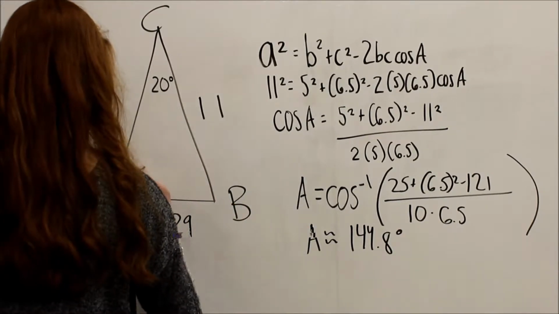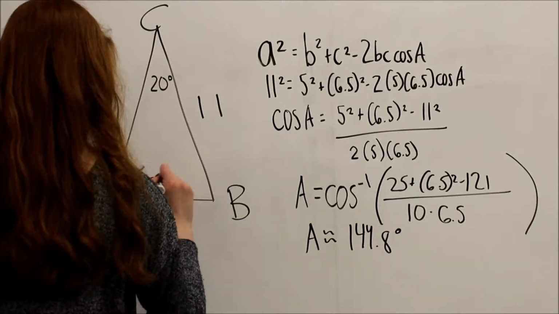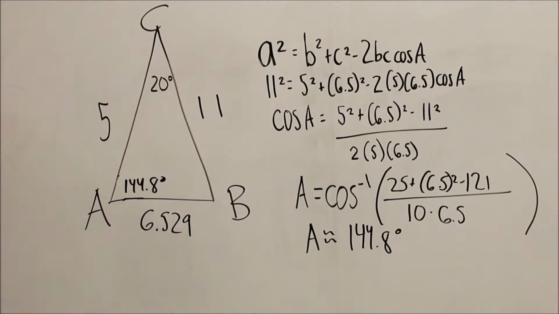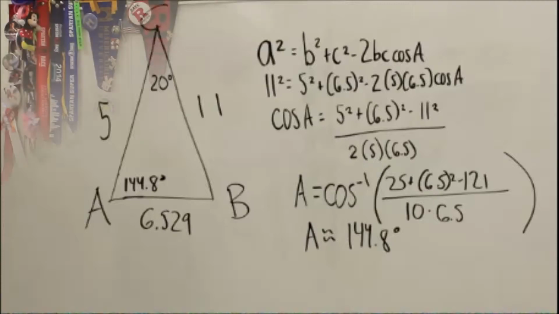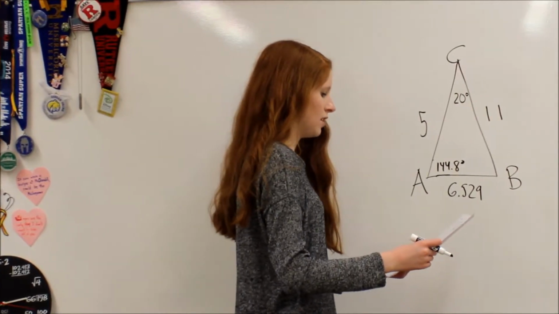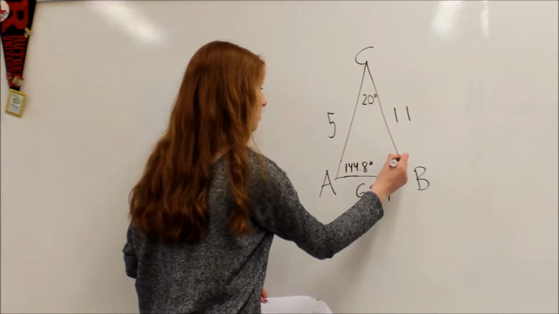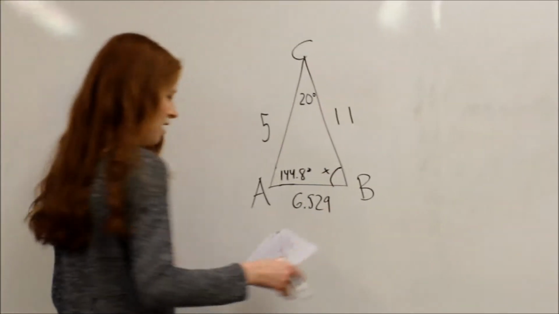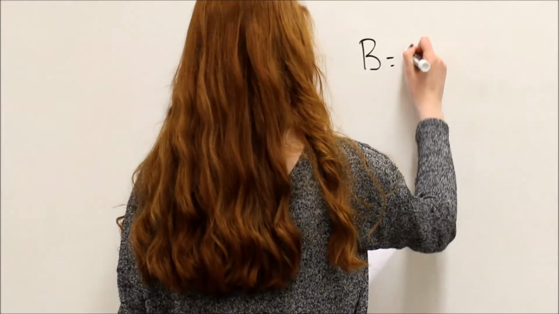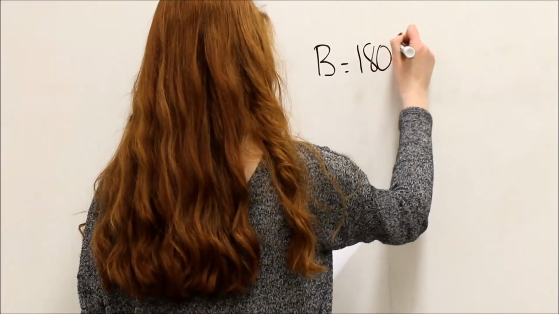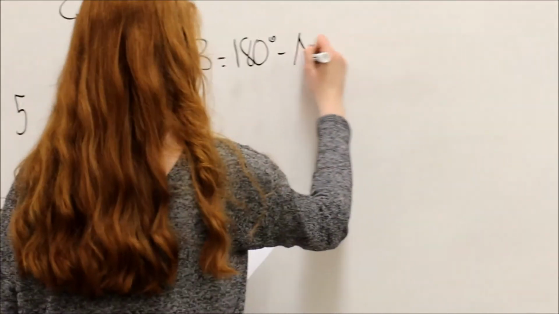So 144.8 degrees. Okay, now we'll erase. Now the last thing that we have to solve for in this triangle is angle B right here. So we're just going to do B equals 180 degrees minus A minus C.